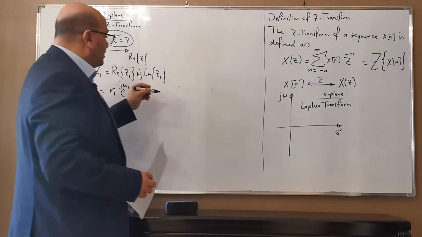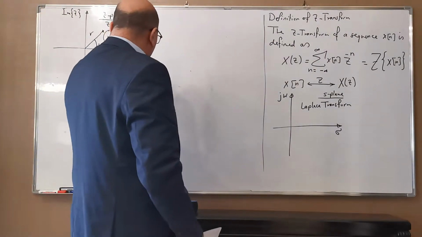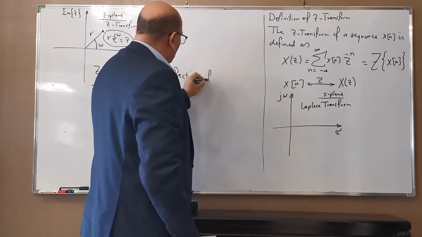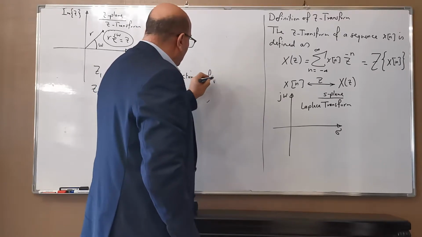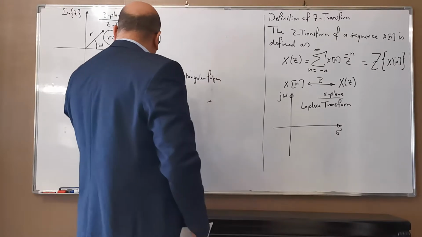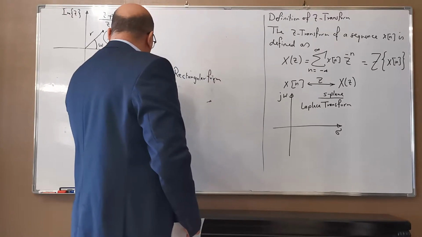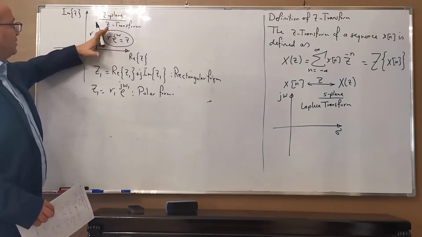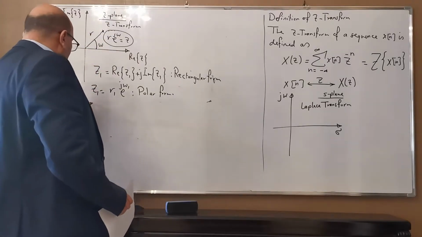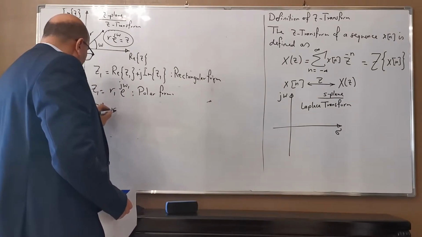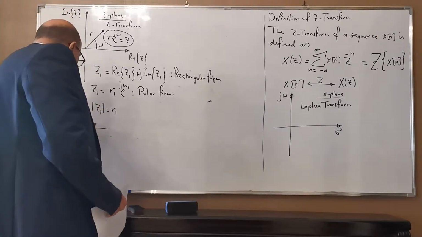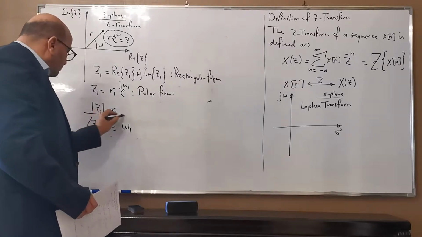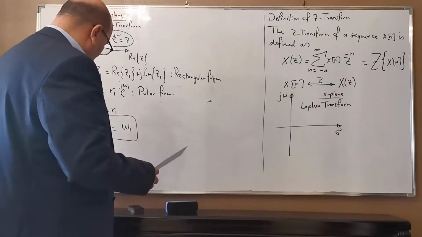This is the rectangular form of the complex quantity, and this is the polar form of the complex quantity. So for any complex quantity in the z plane, the magnitude of z1 is equal to r1, and the phase of z1 is equal to omega 1.